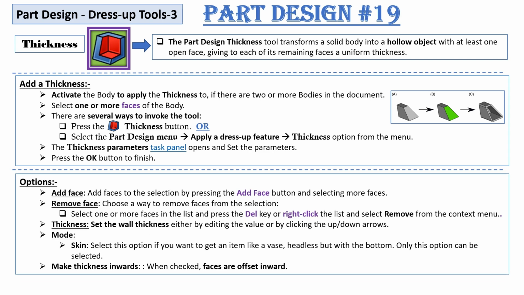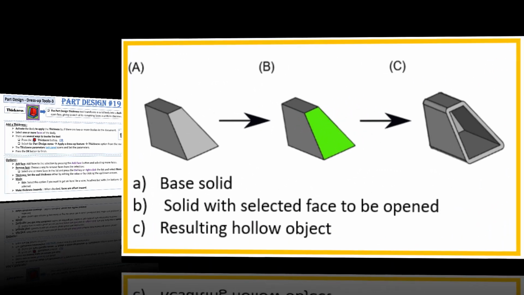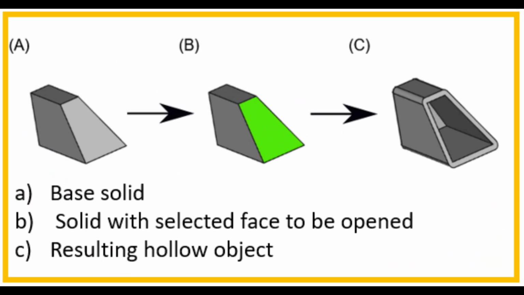Here, you find the definition of the available options for the Thickness tool. Thickness inward or outward means offset of faces inward or outward. In this picture, you see the steps to create a hollow object.